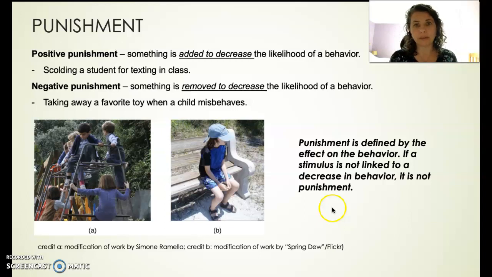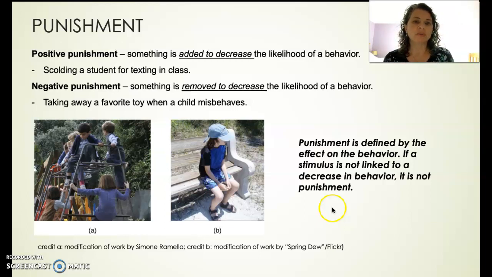Maybe they like the attention that they get for texting in class, and so that might not decrease the behavior. But the idea is that it would. And that's called positive punishment. A little bit of an oxymoron, it seems like, right? Punishment's not usually thought of as positive.